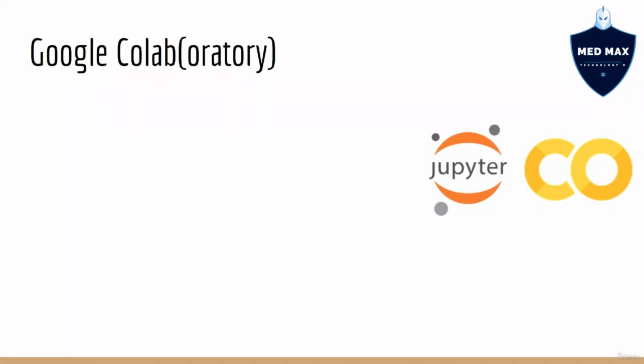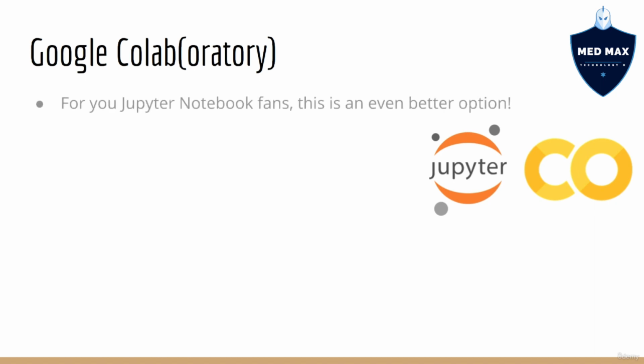In this lecture, we are going to go over a very new and exciting environment for writing deep learning code in Python, which is Google's Colab, short for Colaboratory. For those of you who like to use Jupyter Notebook, this is an even better option. This is basically the same as Jupyter Notebook, with the following bonuses.